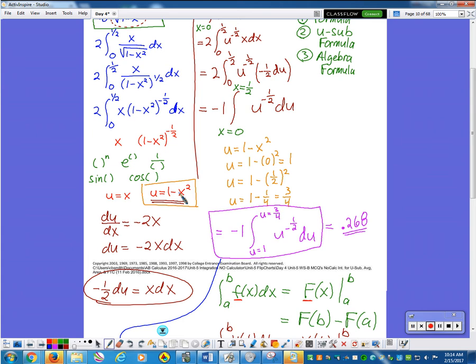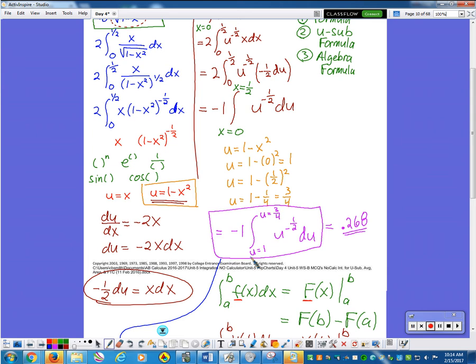The whole reason we change the limits is because we just don't want to have to worry about going back. And we don't need to. When we're doing an integral, there's no reason to go back to x. We just proceed. If we didn't change the limits and then we just use 1 minus x squared, it would still work. Yes. Absolutely.